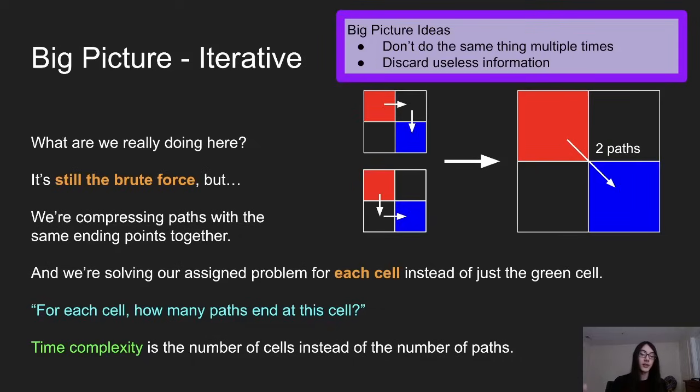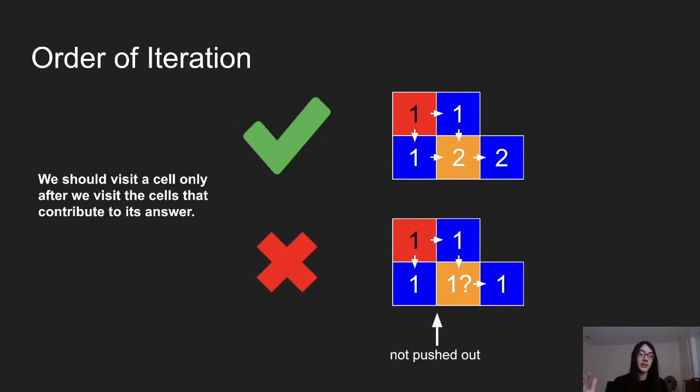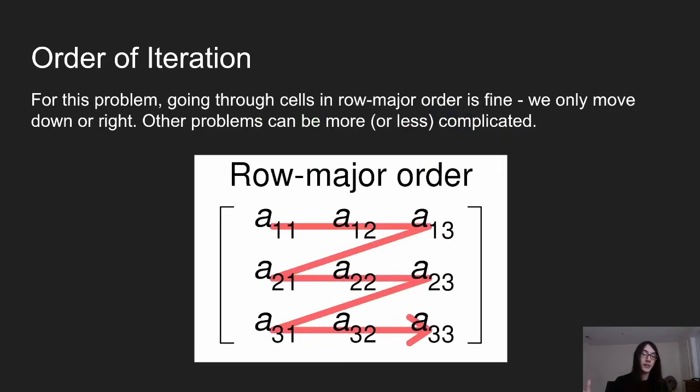And there's one more thing I should note. When we push out the answer from a cell to its neighbors, we need to make sure that our answer for that cell is correct. That is, we need to have pushed the answers from all the cells that affect this cell, which in this case are the upper and left neighbors. For this problem, going through the cells in row major order is fine, because we can only move down and right. But for other problems, the necessary order may be more complicated, so be careful about that.